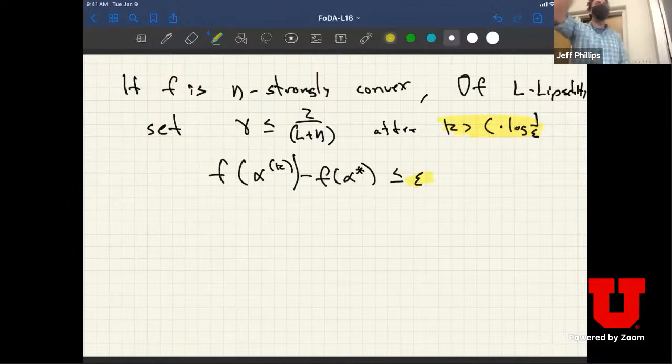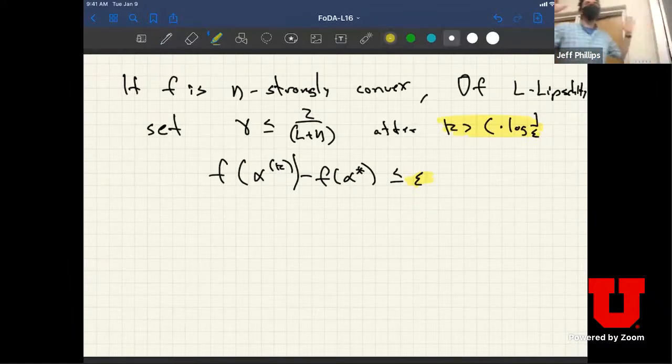And again, the c depends on some scale quantities, how far away I start, kind of the condition number, which is the ratio between L and eta. Okay, so it's going to depend on some of these quantities, but the important thing is that the error is going to go down as a function of log 1 over epsilon, after log 1 over epsilon steps.